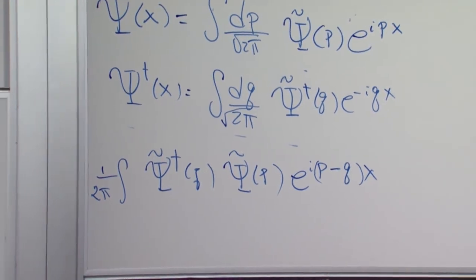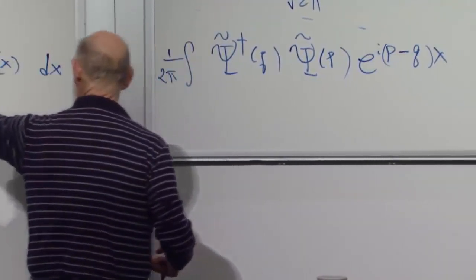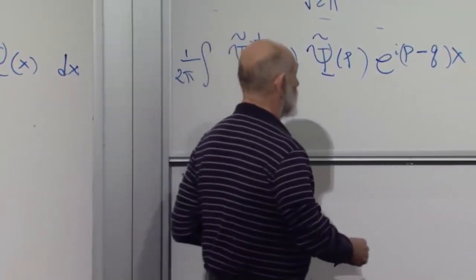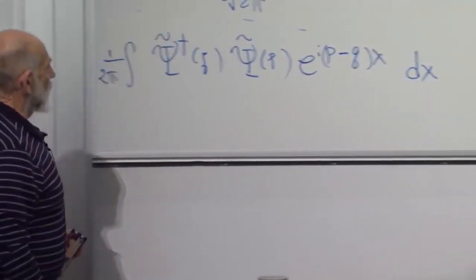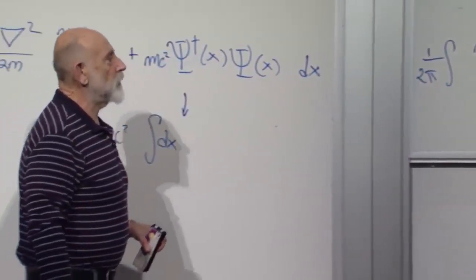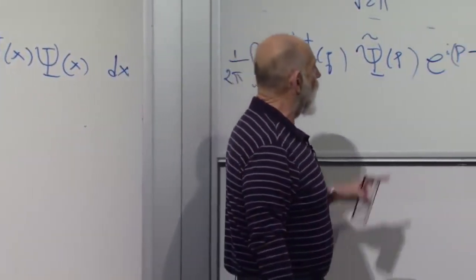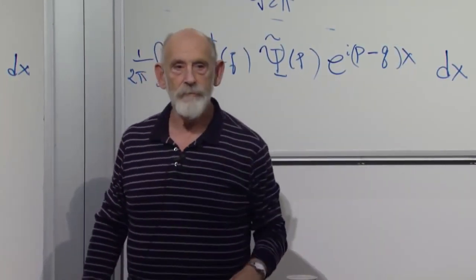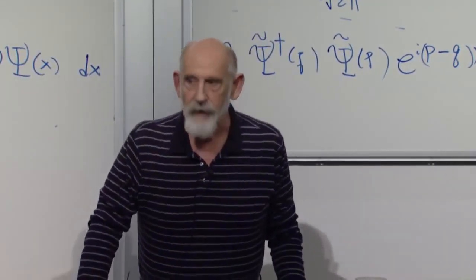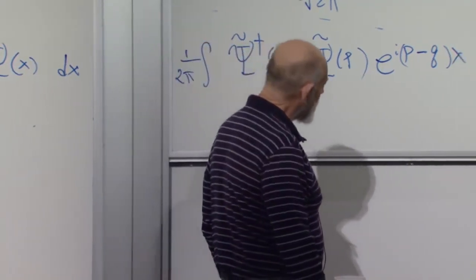Question? No? Okay. And then we integrate over x. This instruction here is to integrate over x. Okay. Does anybody remember what you get when you integrate e to the i something times x over x? A delta function. Now, if you forget that, the way to think about it is the following.